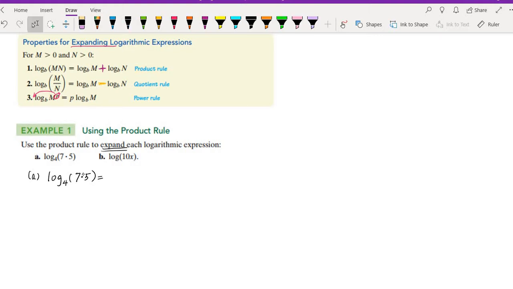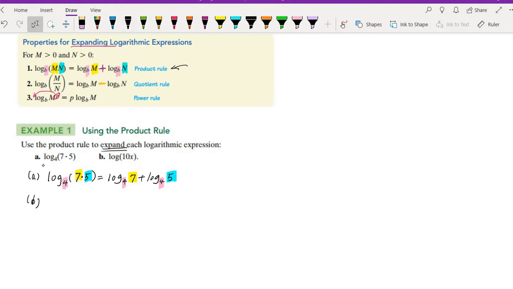Okay guys, let's go ahead and plug it in by using the product rule right here. So we're going to have log base 4, M is 7 in this case, and then plus log base 4, and then the n in this case is 5. I just highlighted it really quickly. Hopefully that helps you to understand this.